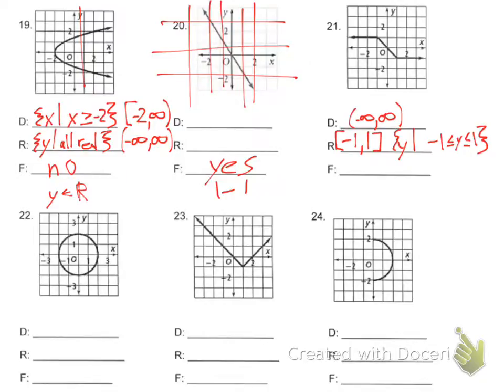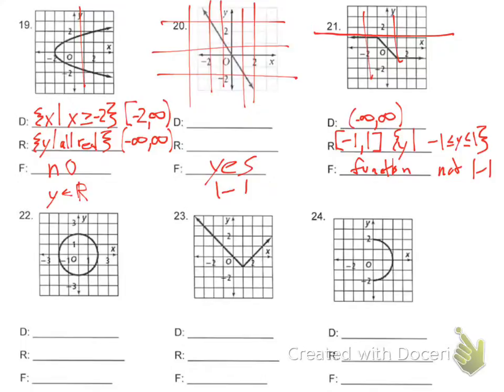Wait, when you said for number 20, does it pass the vertical line test? Yes. So it is a function. Is it one-to-one? It's not, because right there and at negative 1, so it's not one-to-one.